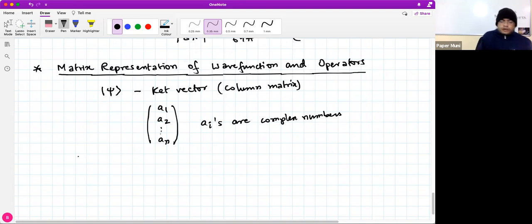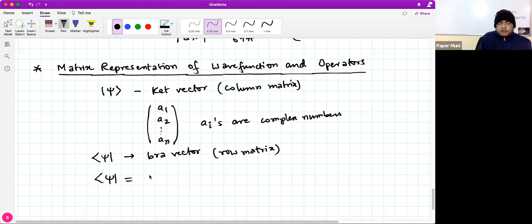Now this is the bra vector. It is represented using a row matrix. It will be obvious in some time why we are representing this using a row and the other one as a column matrix. The bra vector can be found if you take a dagger of the ket vector. So it has a conjugate as well as a transpose. If you transpose this ket vector, which is a column matrix, it will give you a row matrix, and you'll have to conjugate all the terms inside.